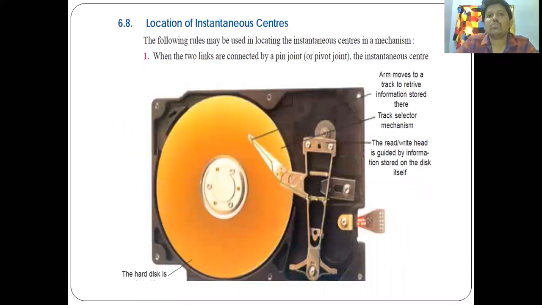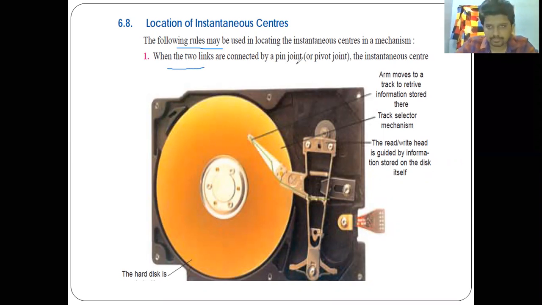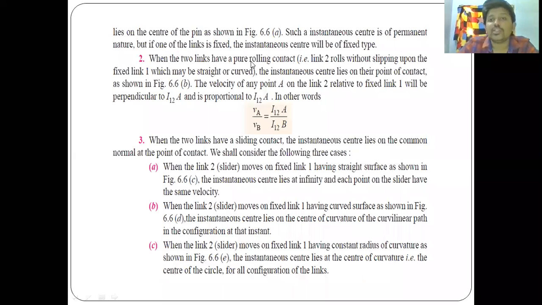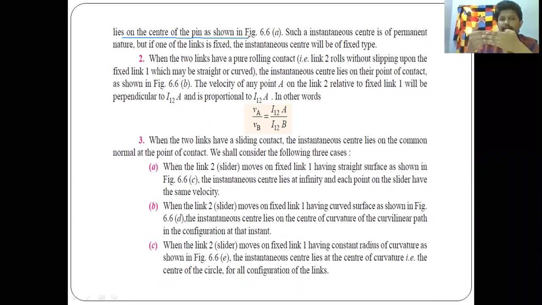Now we'll see how we can locate our instantaneous centers. Here we have some steps to follow, so by that we can define our instantaneous centers. So the rules we should follow. First one: when two links are connected by a pin joint, the instantaneous center lies on the center of the pin.